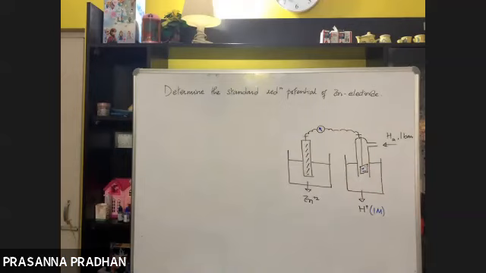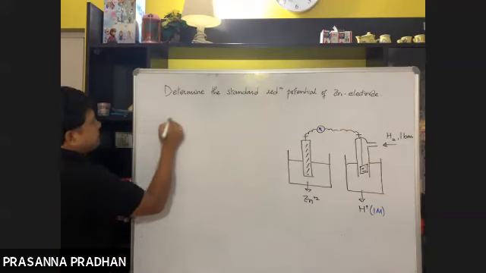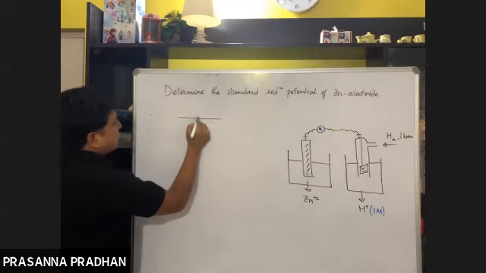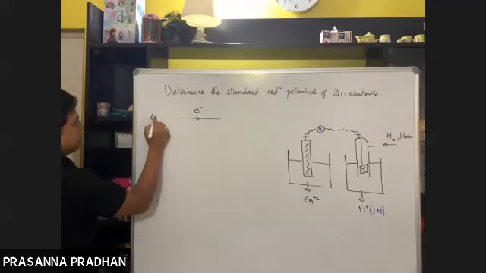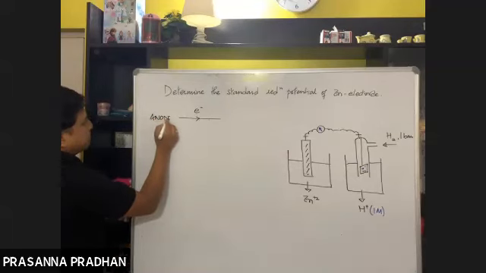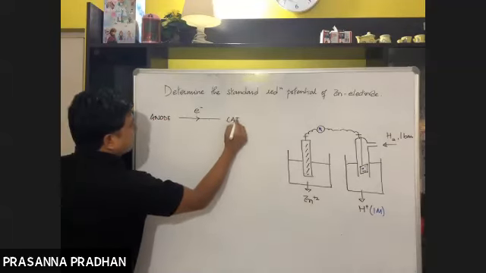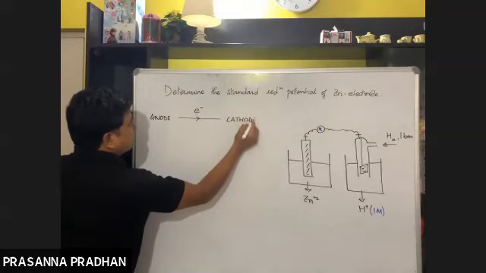And remember one thing which we discussed in the last class. What is the direction of flow of electrons? Yes, someone tell me. What is the direction of flow of electrons? Anode to cathode. You should remember this. Okay, from anode to cathode. And what is the direction of flow of current?